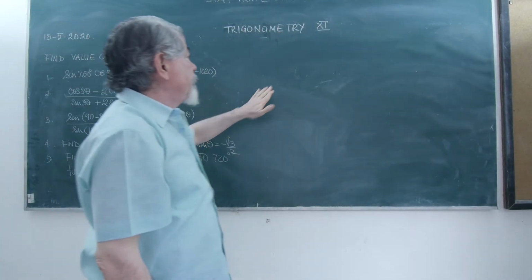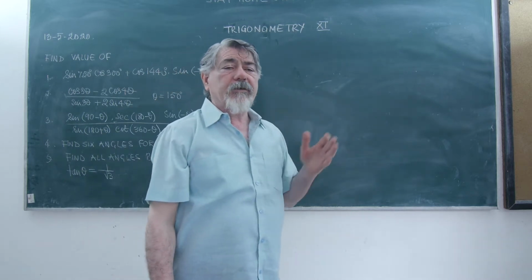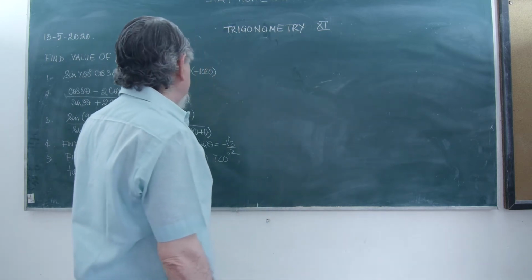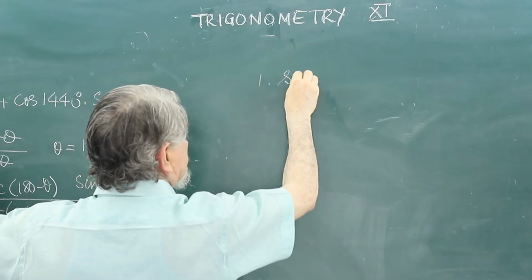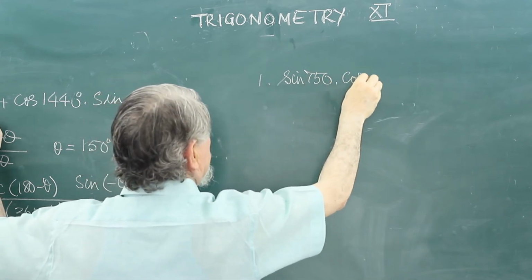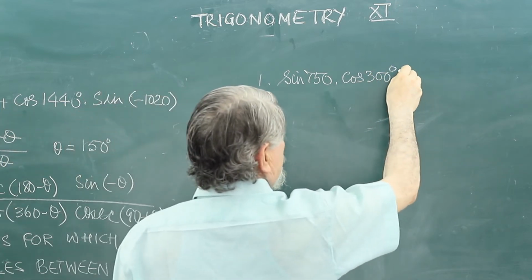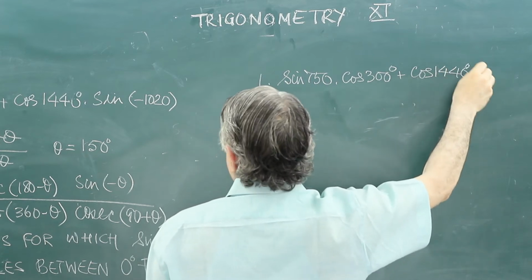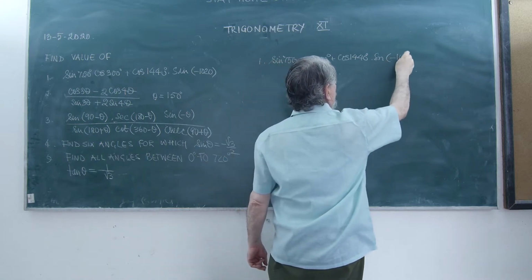Good morning, class 11th. We are going to do some problems on trigonometry today related to larger angles. I have written a few problems here. The first one is sine 750 degree cos 300 degree plus cos 1440 and sine minus 1020.